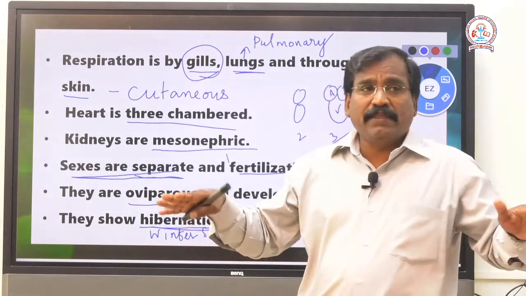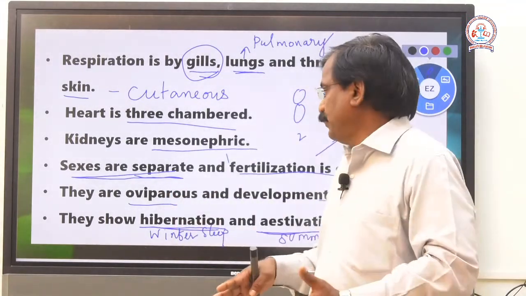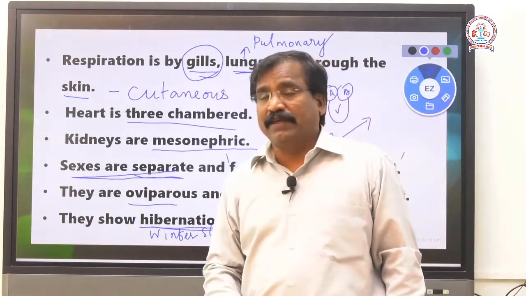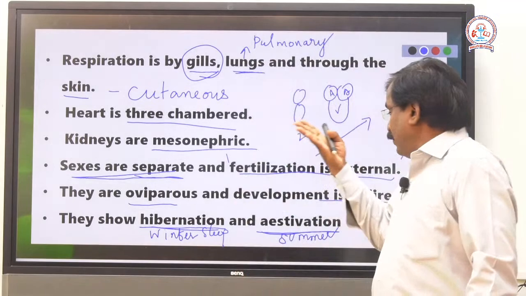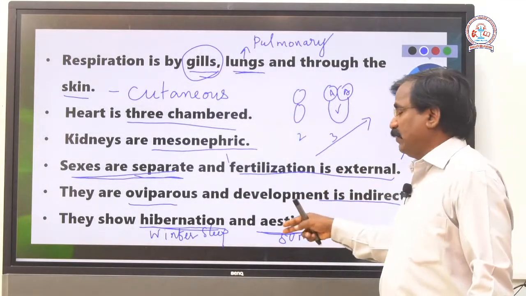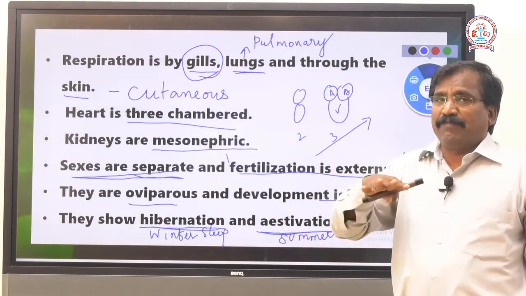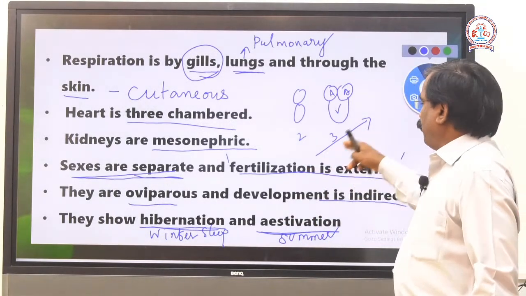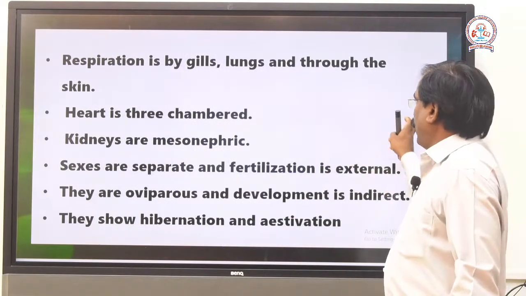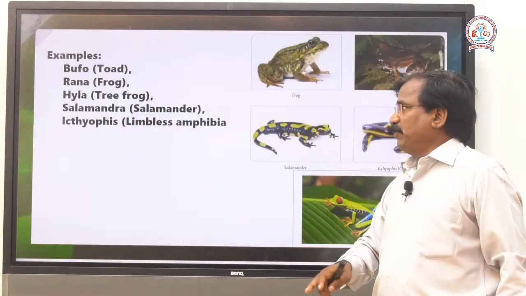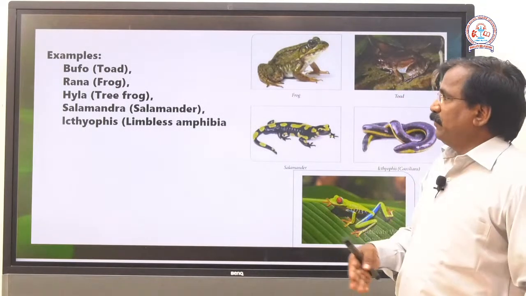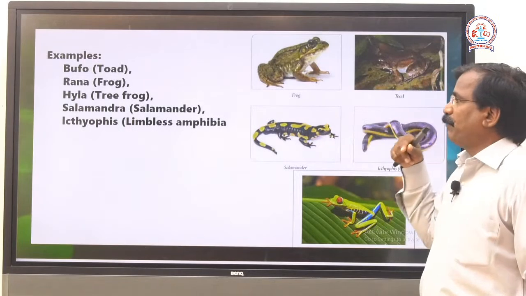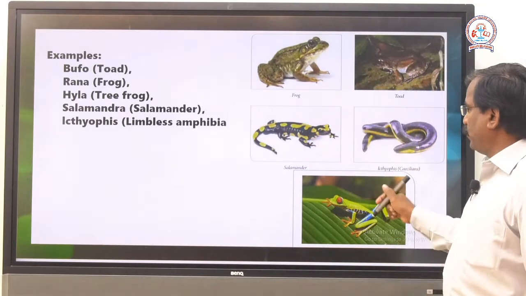It won't do anything, it simply sleeps, and that is called hibernation. The same thing, if it happens during the summer, is called estivation. To withstand the unfavorable climatic conditions it undergoes hibernation and estivation. Distinguishing features, examples: Bufo, toad; Rana hexadactyla, green frog; Hyla, tree frog.